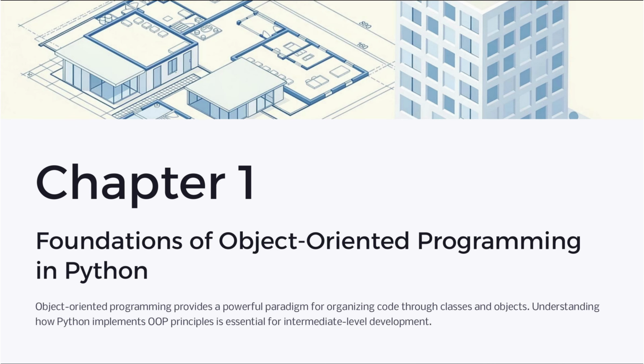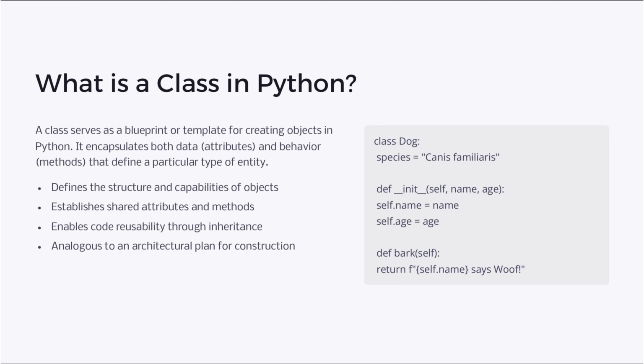Object-oriented programming in Python organizes code using classes and objects, enabling efficient code management. Classes define the blueprint for objects, encapsulating data and behavior. Mastering these principles is crucial for intermediate developers as it enhances code reusability, maintainability, and scalability, forming the backbone of advanced Python programming.